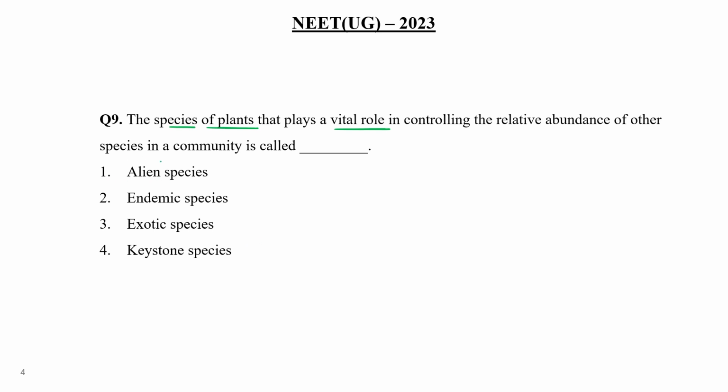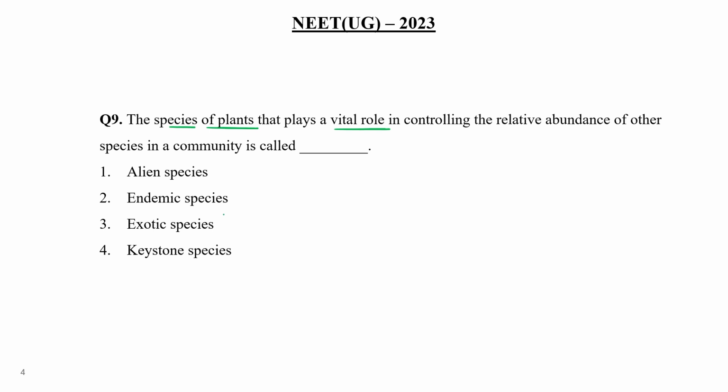What is this alien species? What is endemic species? What is this term exotic species? And what is keystone species? Okay, so alien species are foreign species, invader species, which are actually responsible for the extinction of indigenous species, like water hyacinth, like carrot grass.